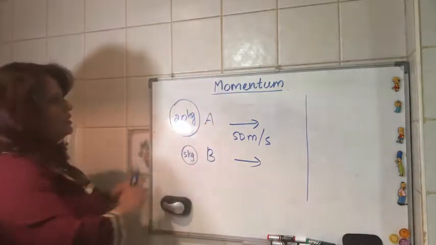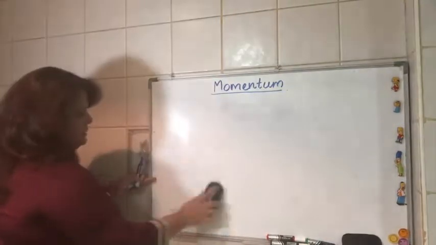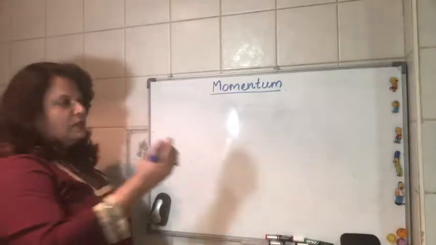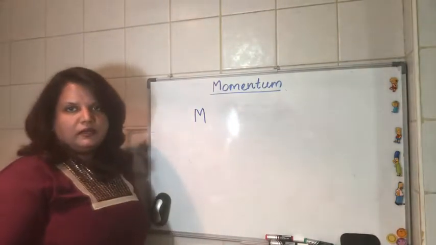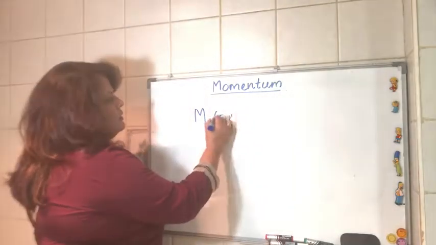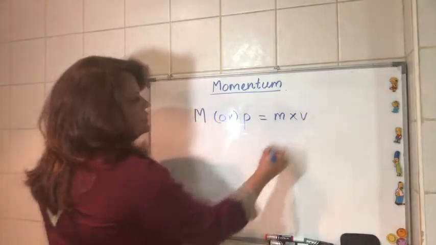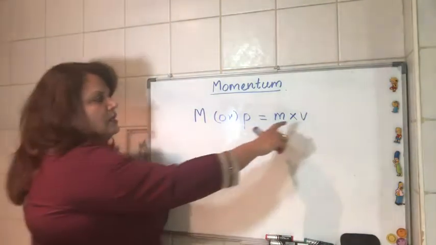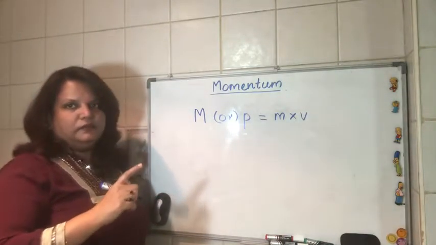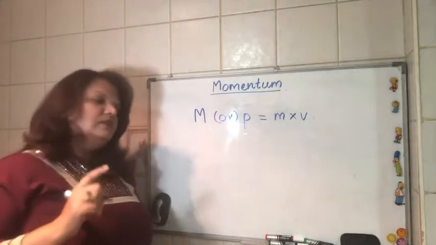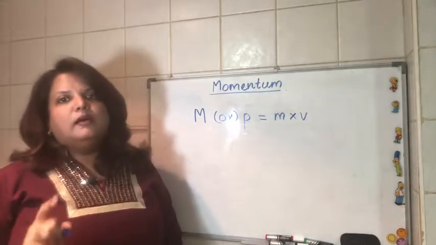Okay. Let's see what its formula is and what its unit is. Then we'll move on to conservation of momentum. The formula goes like this: momentum, which is represented by either capital M or small p, is equal to mass multiplied by velocity of the object, right? Now, since velocity is a vector quantity, momentum is also a vector quantity. It also involves direction, not only magnitude. Direction is very important while you are discussing momentum questions.